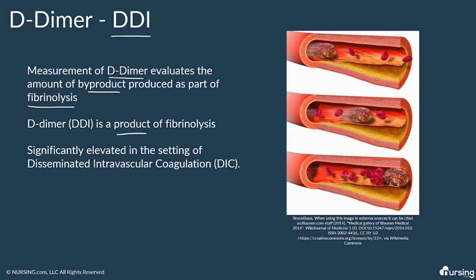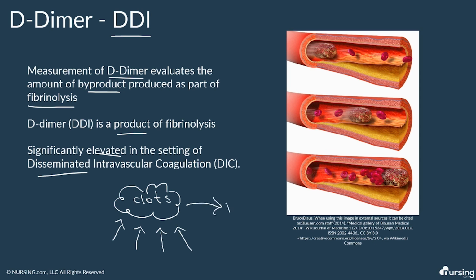We're going to see a significant elevation in D-dimer in clotting disorders or conditions. And in this case, disseminated intravascular coagulation, what are there a ton of? Blood clots, right? Now, our body naturally sends in substances to break down clots when one forms. And that byproduct is the D-dimer. And when we measure it, we can tell how much clotting is happening because of the amount of D-dimer that's being produced as a byproduct.